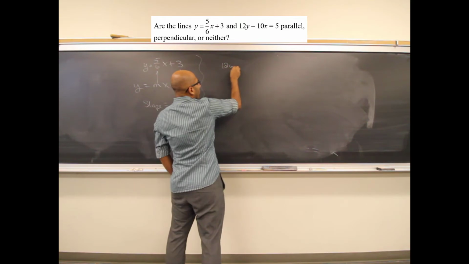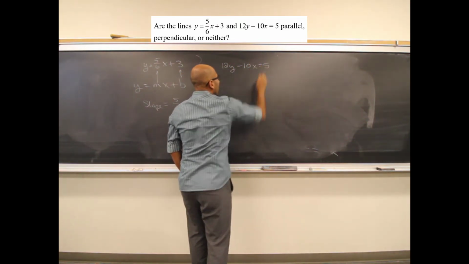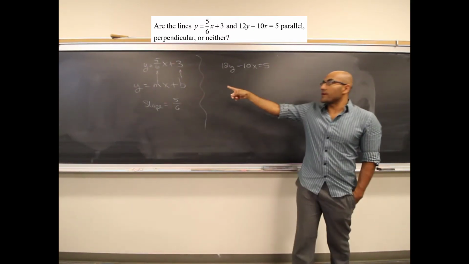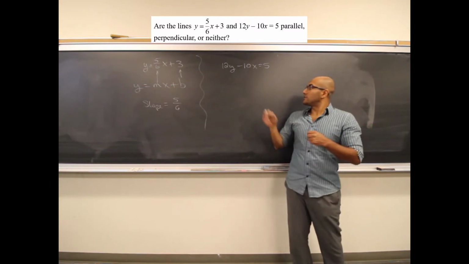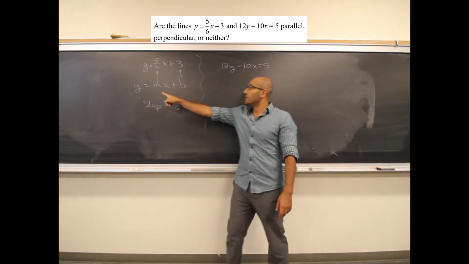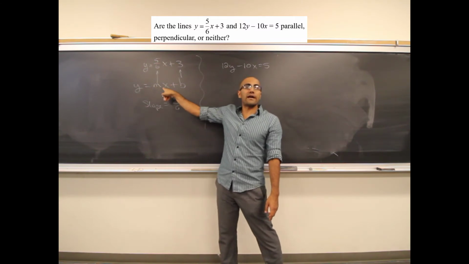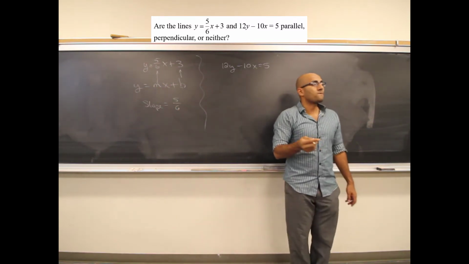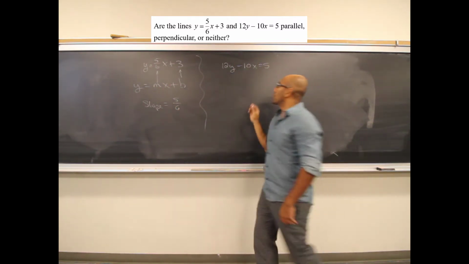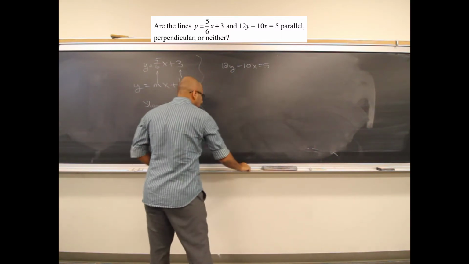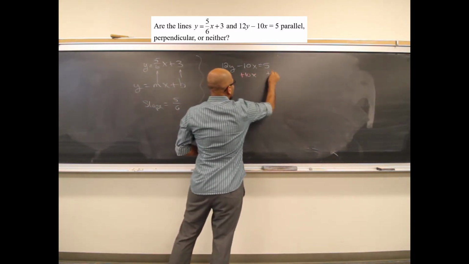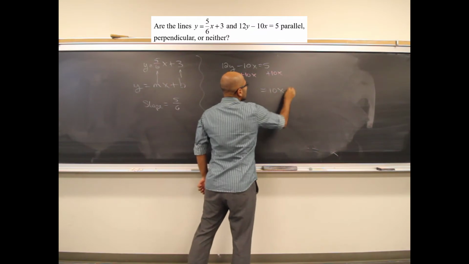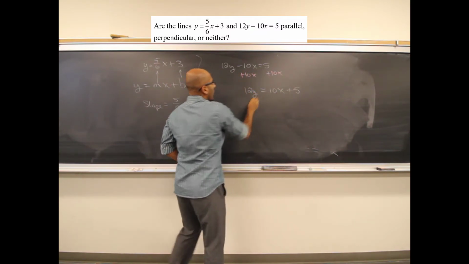We've got 12y minus 10x equals 5. We generally can't just look at that one and know the slope the way we did with the other one. So we're going to have to do a little bit of algebra to manipulate this to make it fit this form: y equals some number times x plus some other number. When I make it fit that form, I know that the number in front of the x is the slope. So the first thing I'm going to do is move the 10x over to the other side. I'm going to add 10x to both sides, maintaining that balance. I'll get 10x plus 5 on that side and 12y on this side.